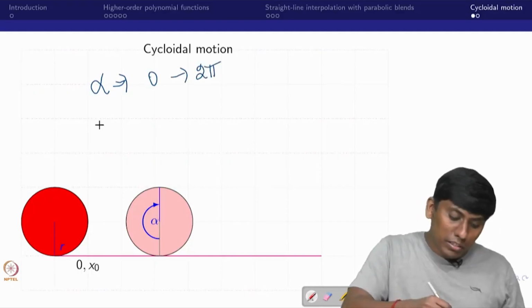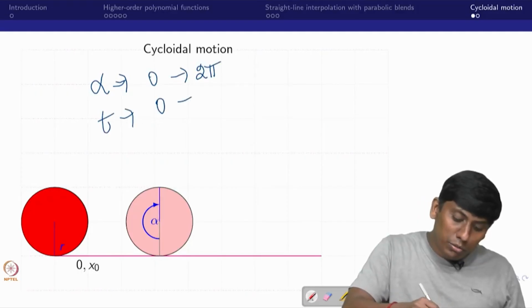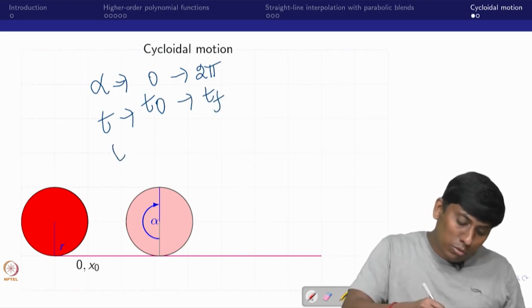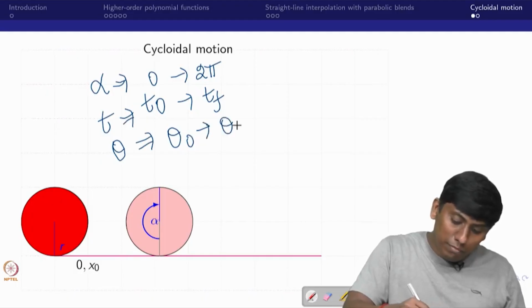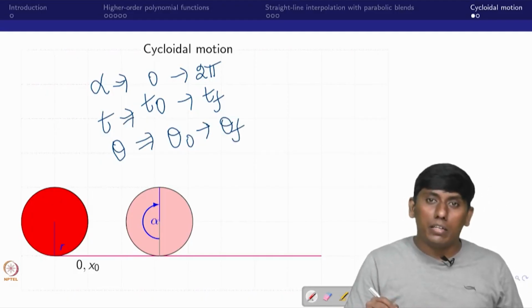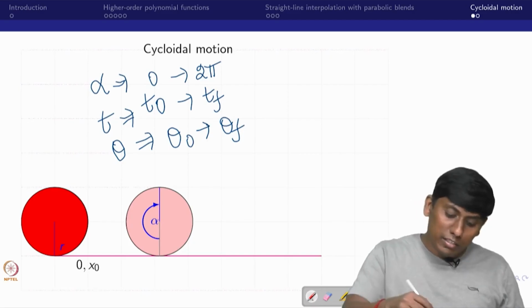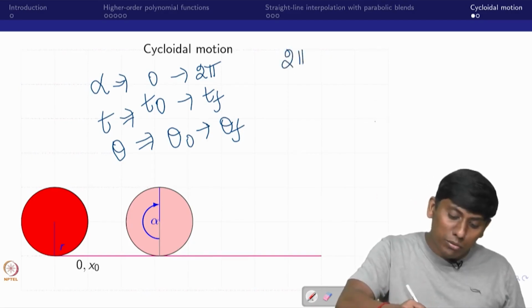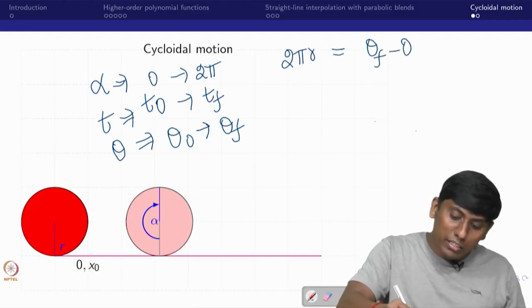At the same time t varies from t0 to tf, and theta goes from theta 0 to theta f. So this is what we are trying to cover. In that sense, what would be the total distance? The total distance covered is 2 pi r, so that would be equal to theta f minus theta naught.